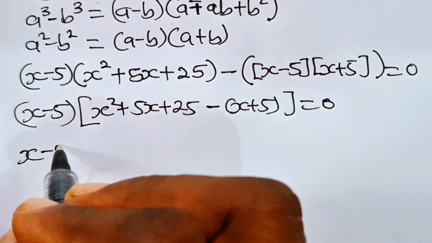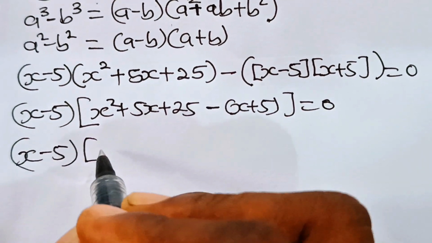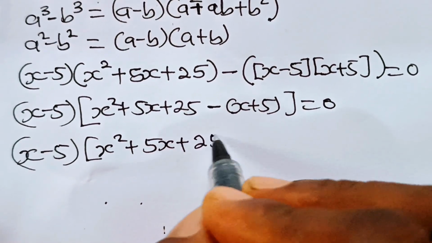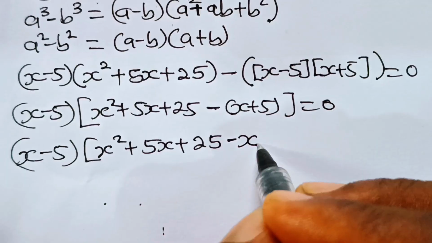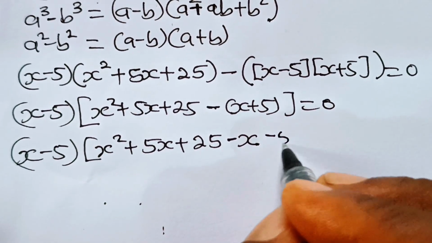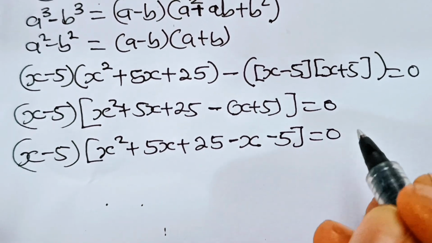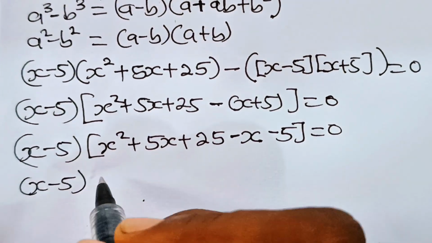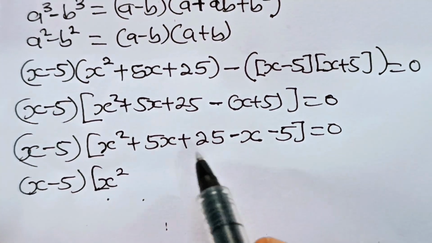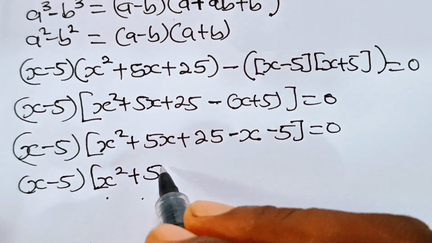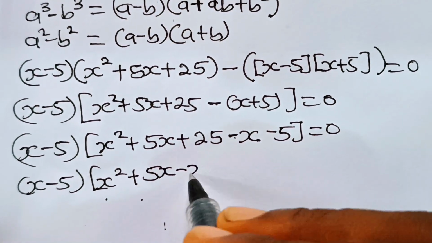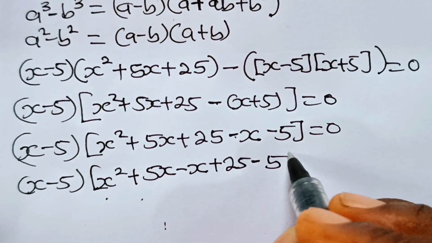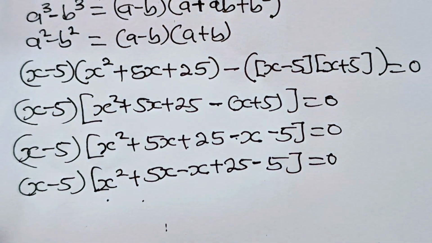So we have x minus 5 into x squared plus 5x plus 25 minus times x is minus x, minus times plus 5 is minus 5 is equal to 0. We have x minus 5 into x squared, then plus 5x minus x, then plus 25 minus 5 is equal to 0.